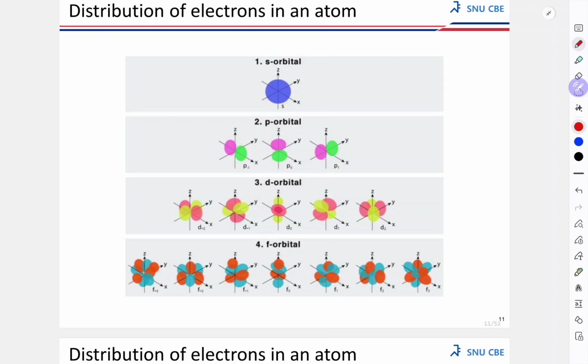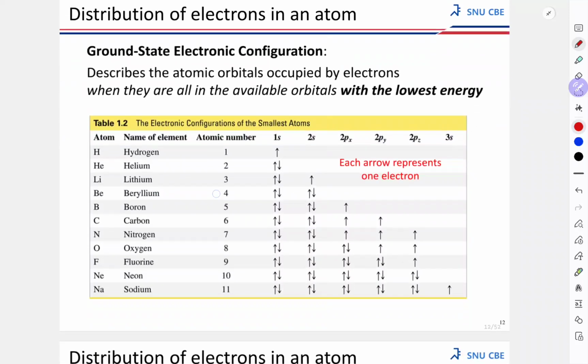All right. What is the ground state electronic configuration? Basically, the ground state electronic configuration is the most stable electronic distribution you can think of. It describes the atomic orbitals occupied by electrons when they are all in the orbitals with the lowest energy. 가장 안정한 상태에 있는 전자의 배치 구조라고 생각하면 되겠죠.